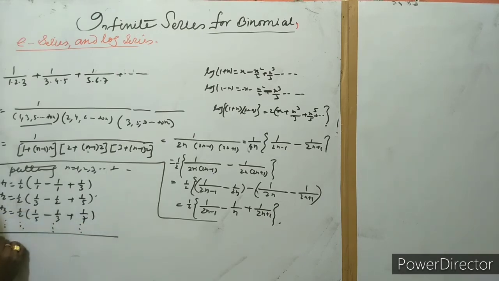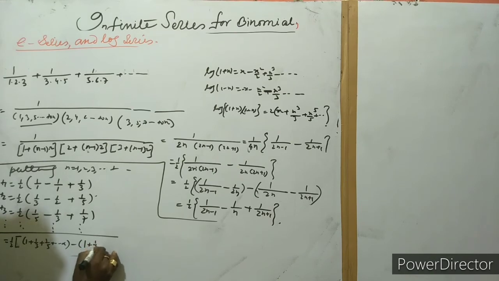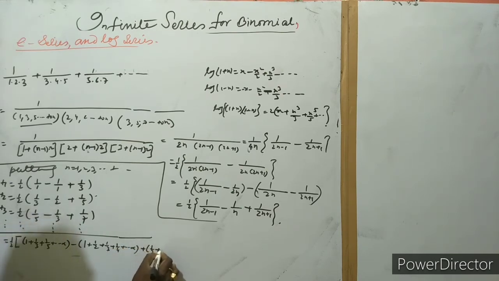Okay, now adding this, then the sum: take a common half there, and this is here 1, 1 by 3, 1 by 5, and so on to infinity, and here is 1. This is 1 by 2, 1 by 3, 1 by 4, and so on. And here is 1 by 3, 1 by 5, 1 by 7, and so on.